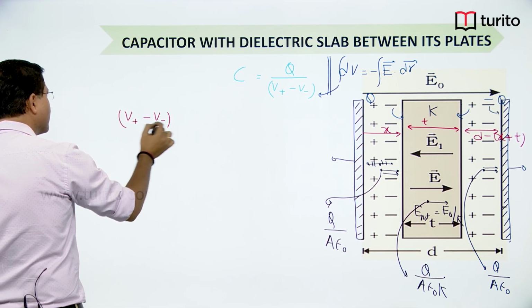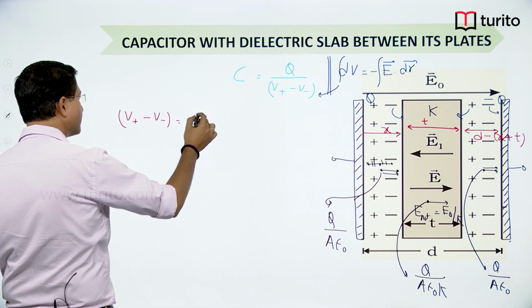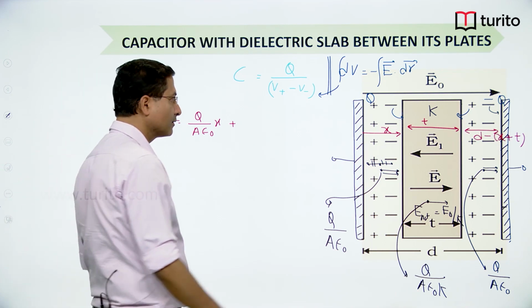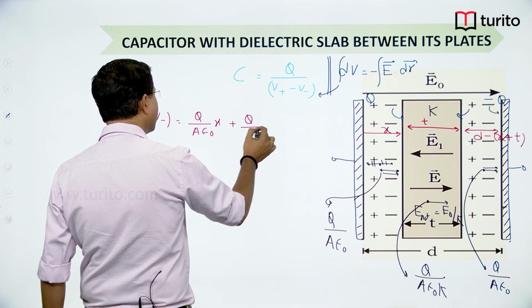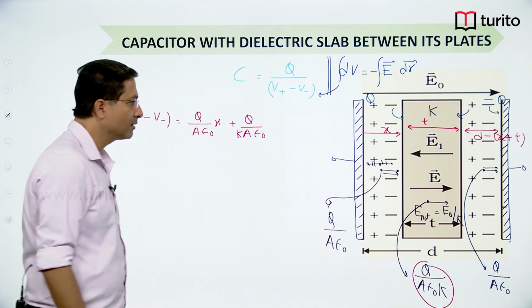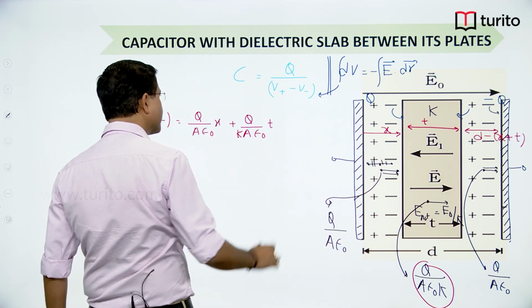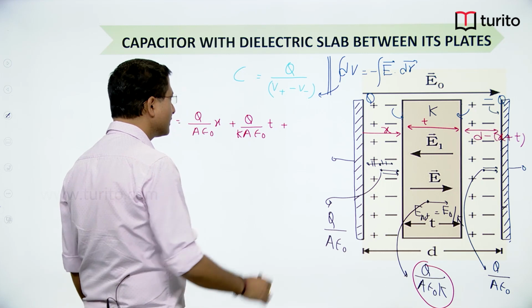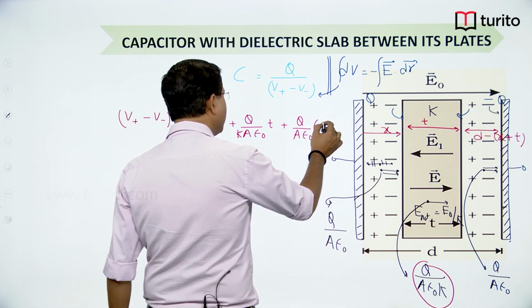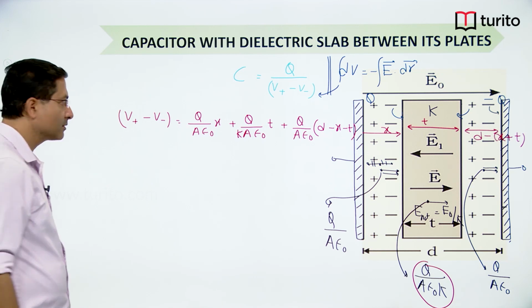Okay. Let us see what we are getting. Field into distance: that is Q divided by A epsilon naught into x, plus, for this region, Q divided by epsilon naught K. You can see the net field inside the dielectric that I have written, into t, where t is the thickness, plus the next term, Q upon A epsilon naught in bracket d minus x minus t.